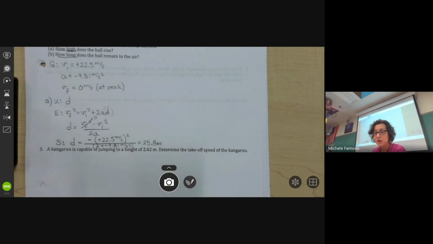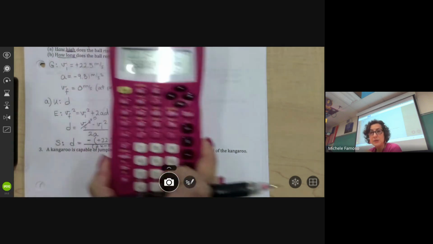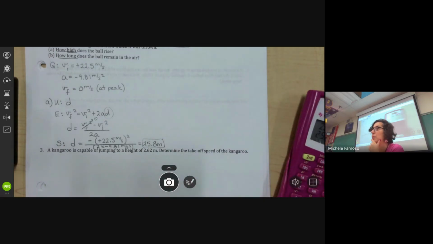25.8 meters. So let's just review the sig figs on that and the rounding rule. Nikolai, is this what you saw on your calculator? 25.80275229. Okay. So if I want 3 sig figs, I go 1, 2, 3 places. There I am at the 8. I look at the next digit to figure out whether the 8 is going to change, and it's not. So that's why it stays 25.8 meters.